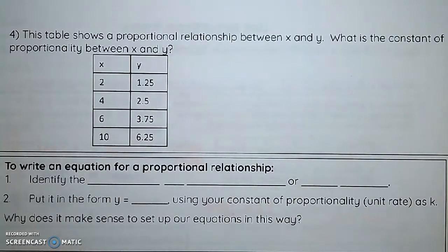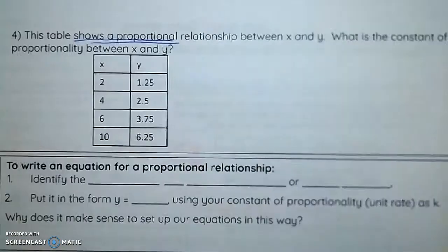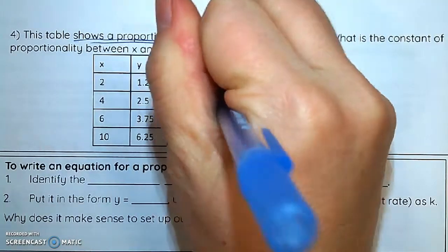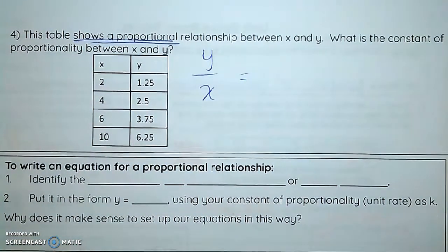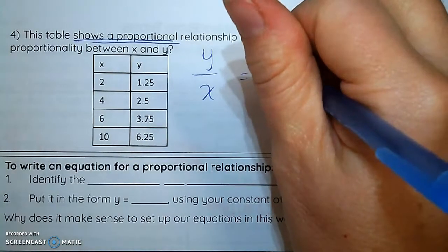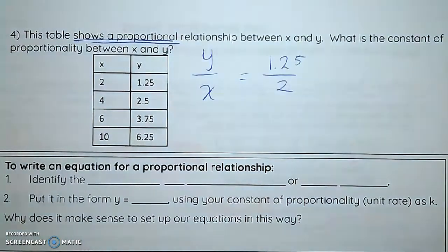So this one says the table shows a proportional relationship, so we know that it's proportional. They are already telling us this. They're saying, look, it is showing a proportional relationship. What is the constant of proportionality? So I'm just going to do my unit rate. So I'm going to do a y divided by an x. Since they're telling me that it's proportional, then I already know that I can use anything on that table. So I can pick any of them and then do that division problem.